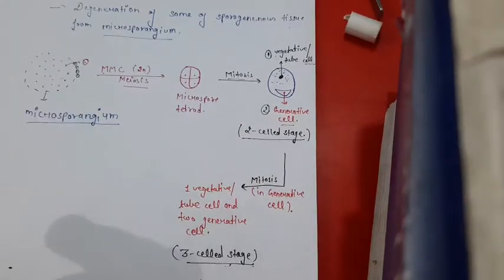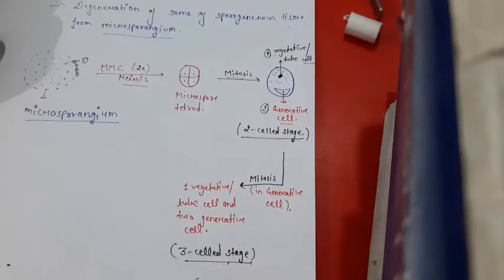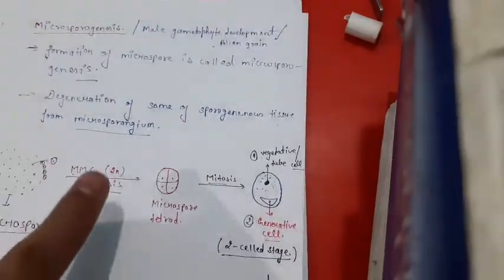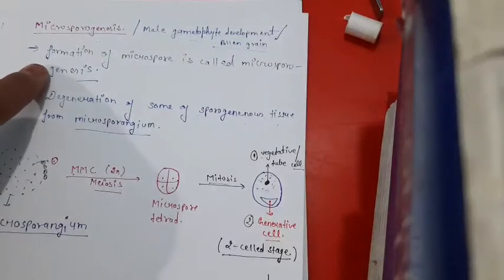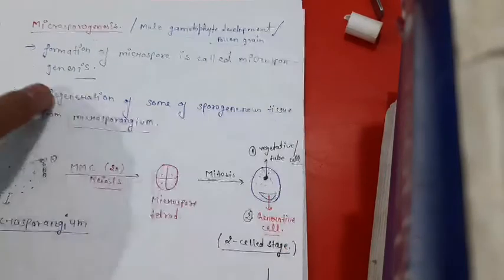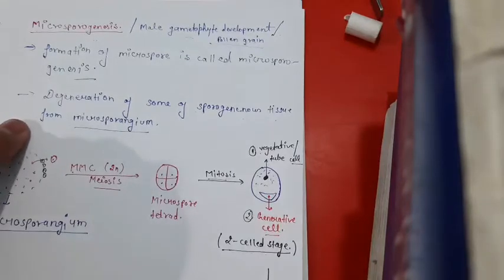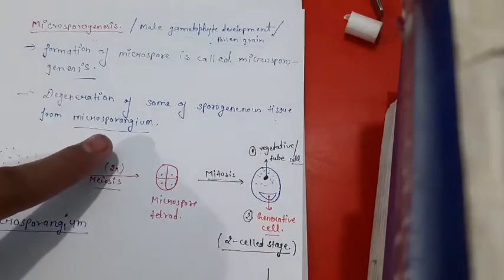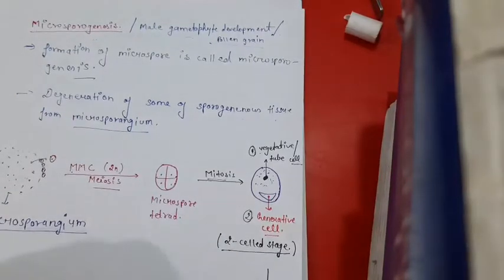Friends, one more time I will revise. Here we will discuss microsporogenesis, or male gametophyte, or pollen grain development. What is microsporogenesis? The formation of microspore from the microspore mother cell after meiosis is called microsporogenesis. How will it occur? There is degeneration of some of the sporogenous tissue from the microsporangium.